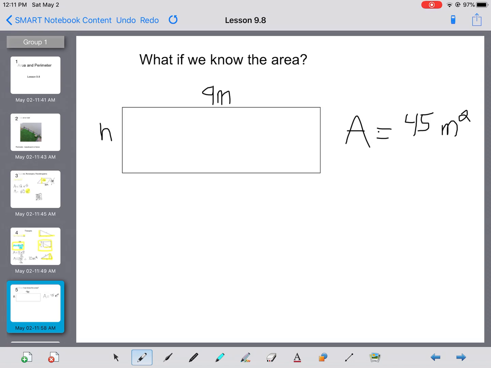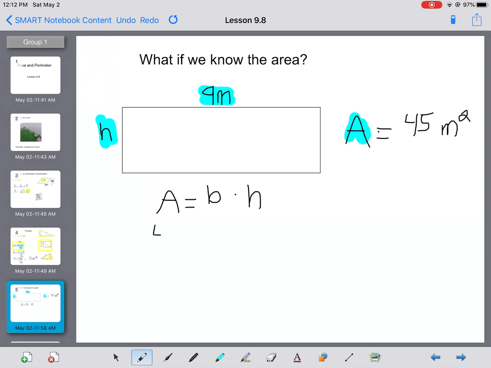Now, one problem that you're going to come across in your textbook is going to give you the area. So this one's, what if you already know the area? In this case, we're told what the area is. I'm told what the base is, but I don't know the height. Well, to go about solving it algebraically, I still use the same formula. I know the area of a rectangle is base times height.